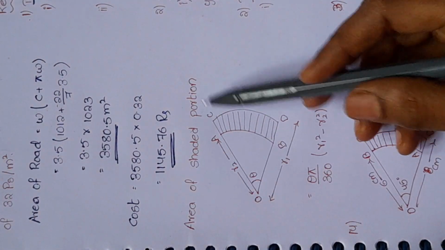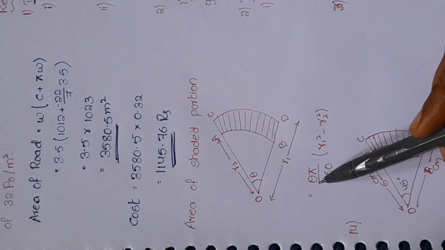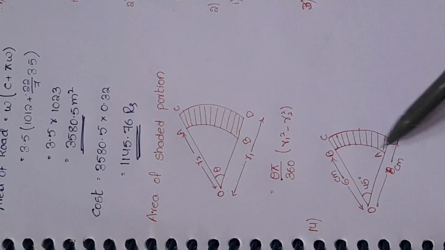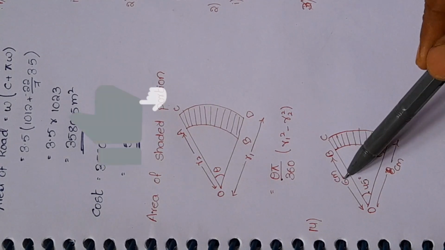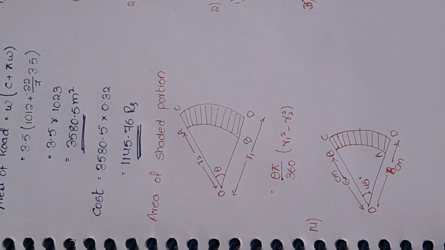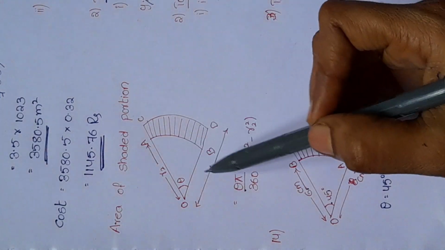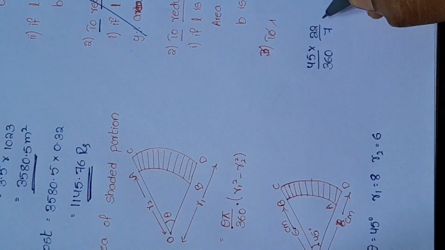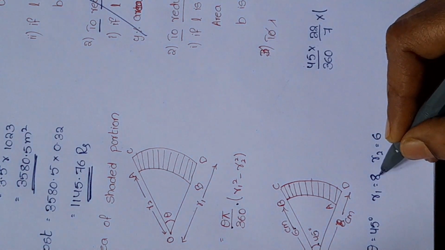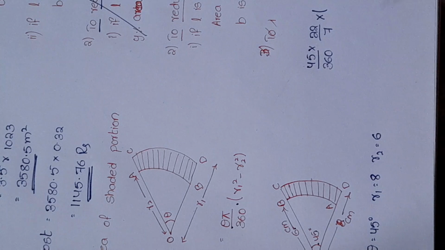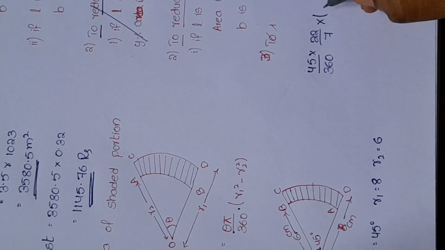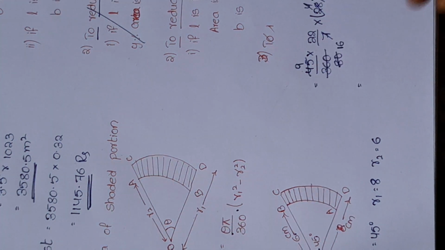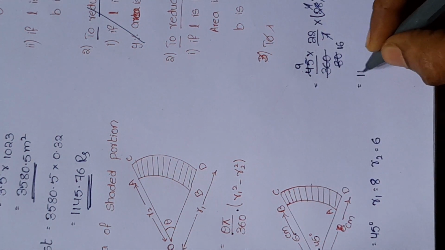Another model, area of the shaded portion. In this image, the formula is pi theta by 360 degrees into r1 square minus r2 square. Question number 14. Here theta is 45 degrees, r2 is 6 and r1 is 8. Substituting these values in this formula, 45 by 360 into 22 by 7 into r1 square is 64 minus r2 square is 36. 64 minus 36, that is 28. On calculating, we get the area of the shaded portion as 11 meters square.